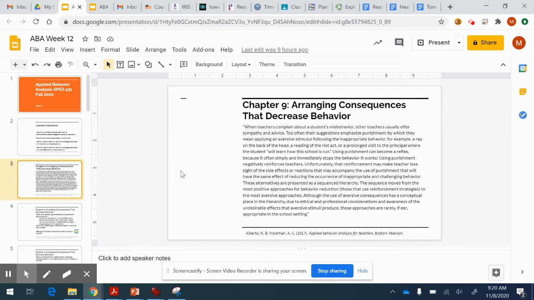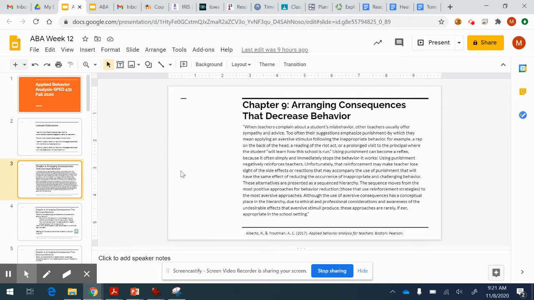Using punishment can become a reflex because it often simply and immediately stops the behavior. It works. Using punishment negatively reinforces teachers. Unfortunately, that reinforcement may make teachers lose sight of the side effects or reactions that may accompany the use of punishment that will have the same effect of reducing the occurrence of inappropriate and challenging behavior. These alternatives are presented as a sequenced hierarchy.